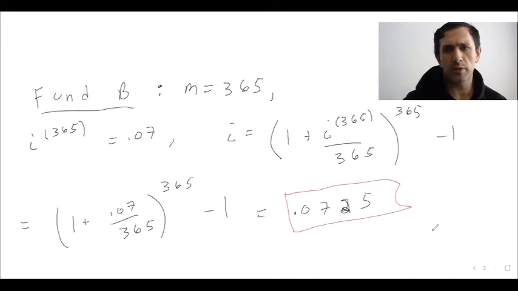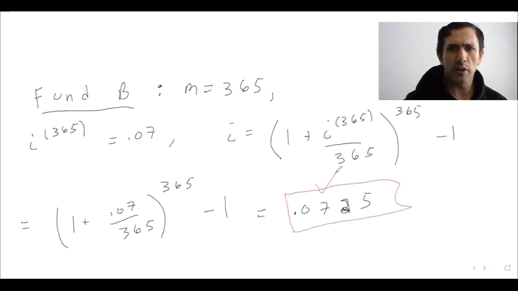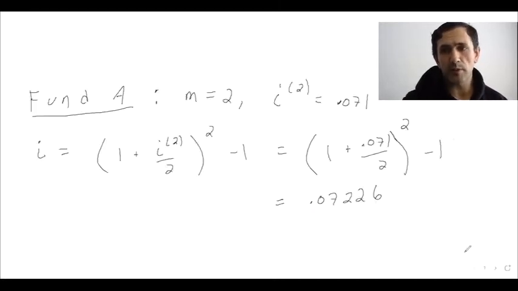So this is 7.25%, this is 7.226%, so this is my answer. Fund B offers a greater yearly growth than does Fund A, even though the nominal interest for Fund B is smaller than the nominal interest for Fund A. Like I said, you can't just literally look at these numbers and compare them. We're compounding a totally different number of times. Fund B is 365 times a year. Fund A is twice a year.